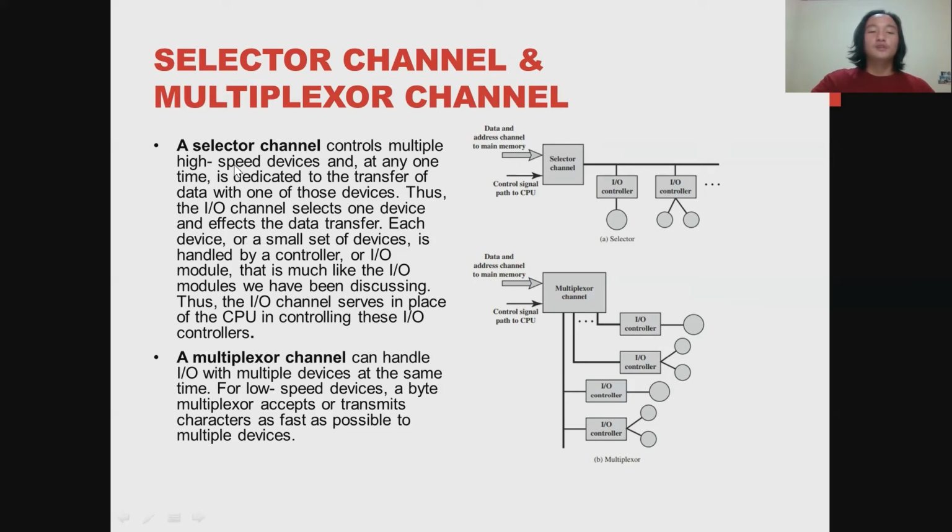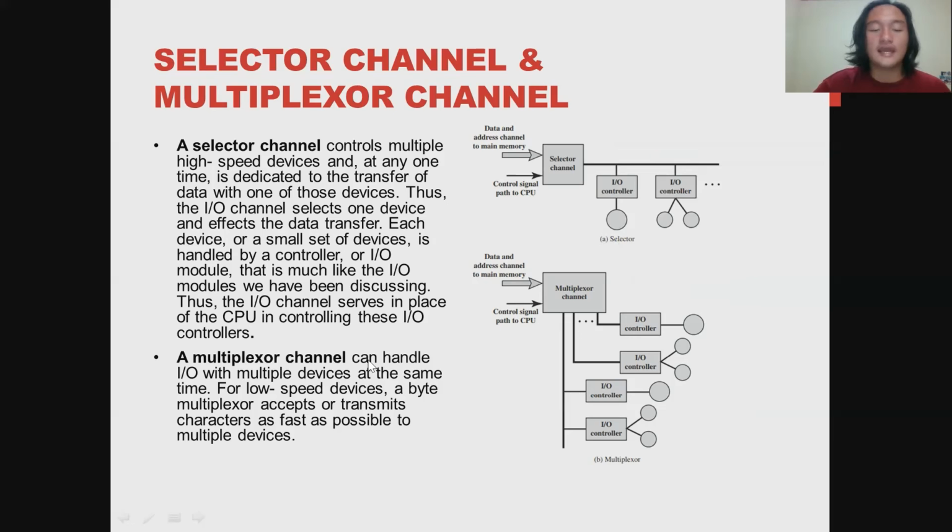Selector channels control multiple high-speed devices and, at any one time, are dedicated to the transfer of data with one of those devices. Thus, the input-output channel selects one device and effects the data transfer. Each device or small set of devices is handled by a controller, or input-output module, that is much like the input-output modules we have been discussing. Thus, the input-output channel serves in place of the CPU in controlling these input-output controllers. This is the scheme of the selector channel.